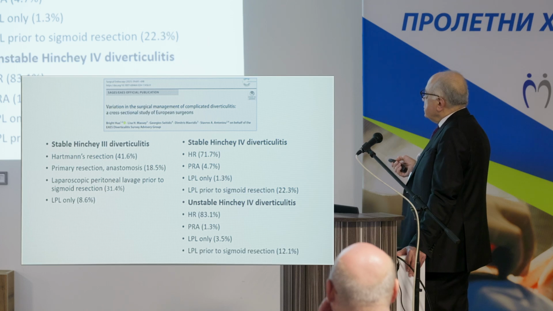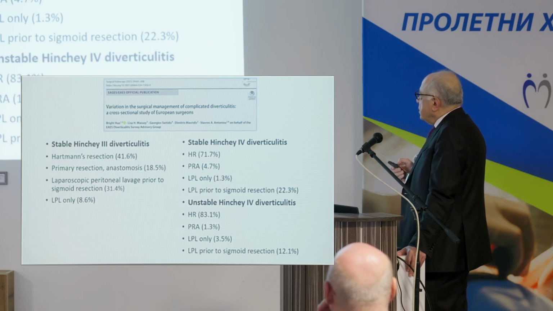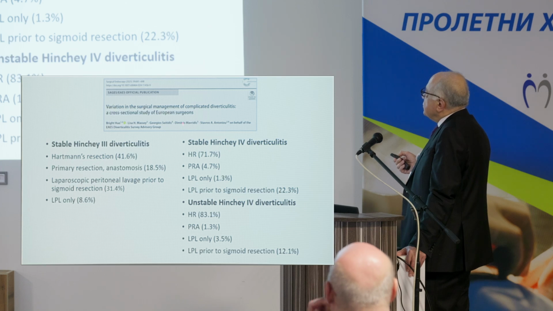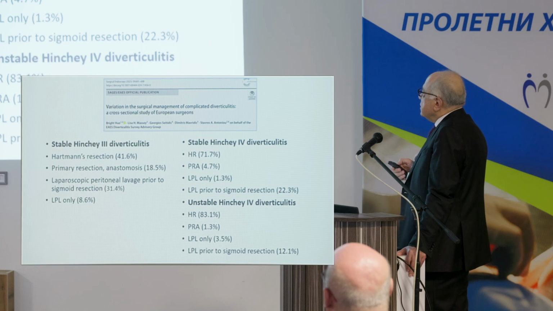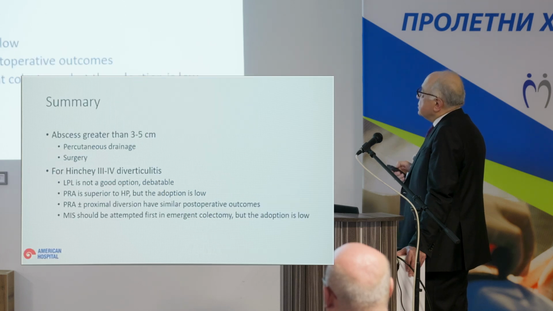For stable Hinchey 4 diverticulitis, the Hartmann procedure takes first rank. And for unstable Hinchey diverticulitis, again, the Hartmann procedure is the procedure of choice. This really shows that even in Europe, surgeons may have different surgical procedures of choice for complicated diverticulitis.